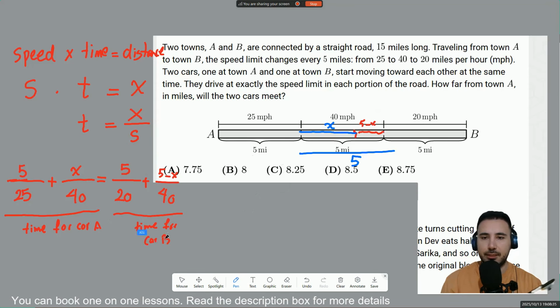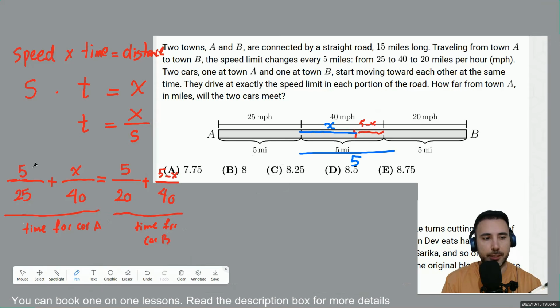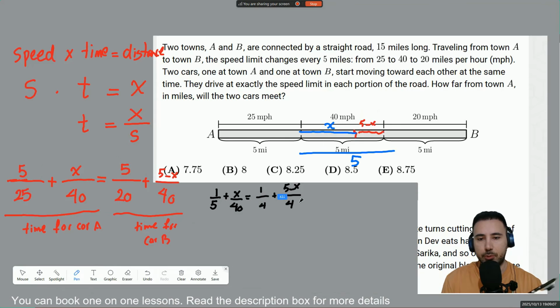We don't even need the diagram. We just need to solve this thing. So you could just solve the equation the way you like. I'm going to do it the way I like. I would simplify these first. This is going to be 1 over 5 plus x over 40. I'll divide them again by 5. That's going to be 1 over 4 plus 5 minus x over 40.